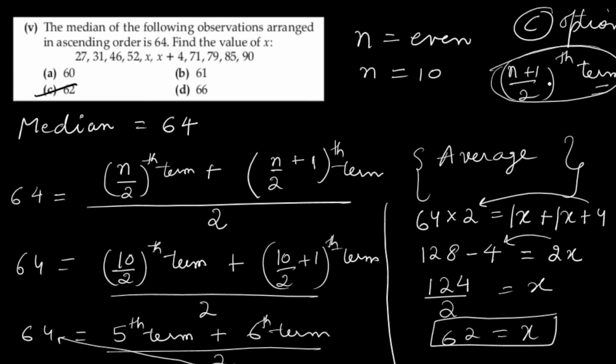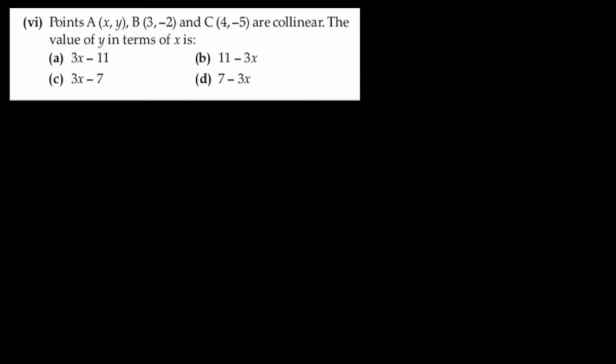So if the number of terms is odd, how do we find the median? The n plus 1 by 2 term. For example, if n is 11, then 11 plus 1 by 2 is 12 by 2, which is the sixth term. You have to remember this, as any type of question can come in MCQs. Let's do the next question.